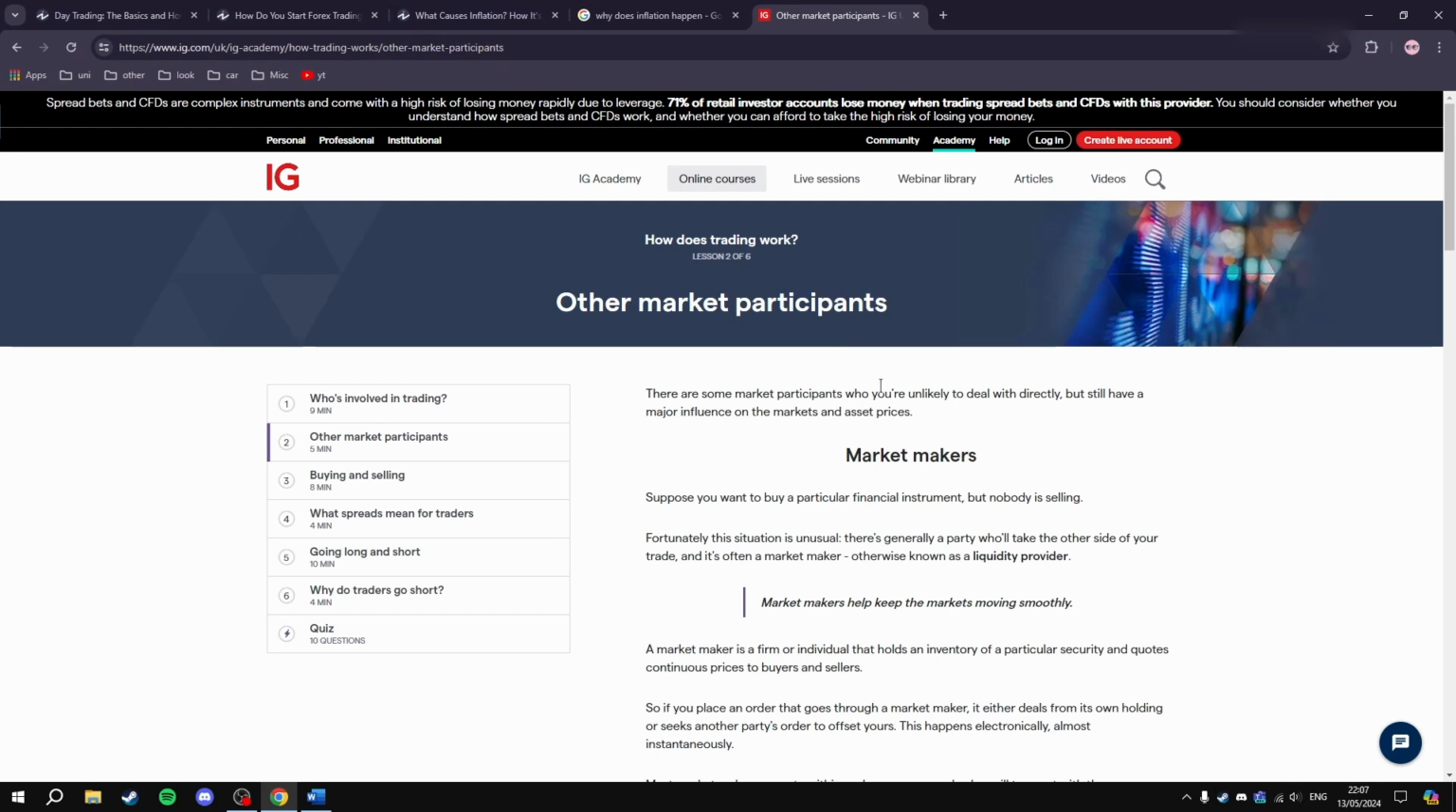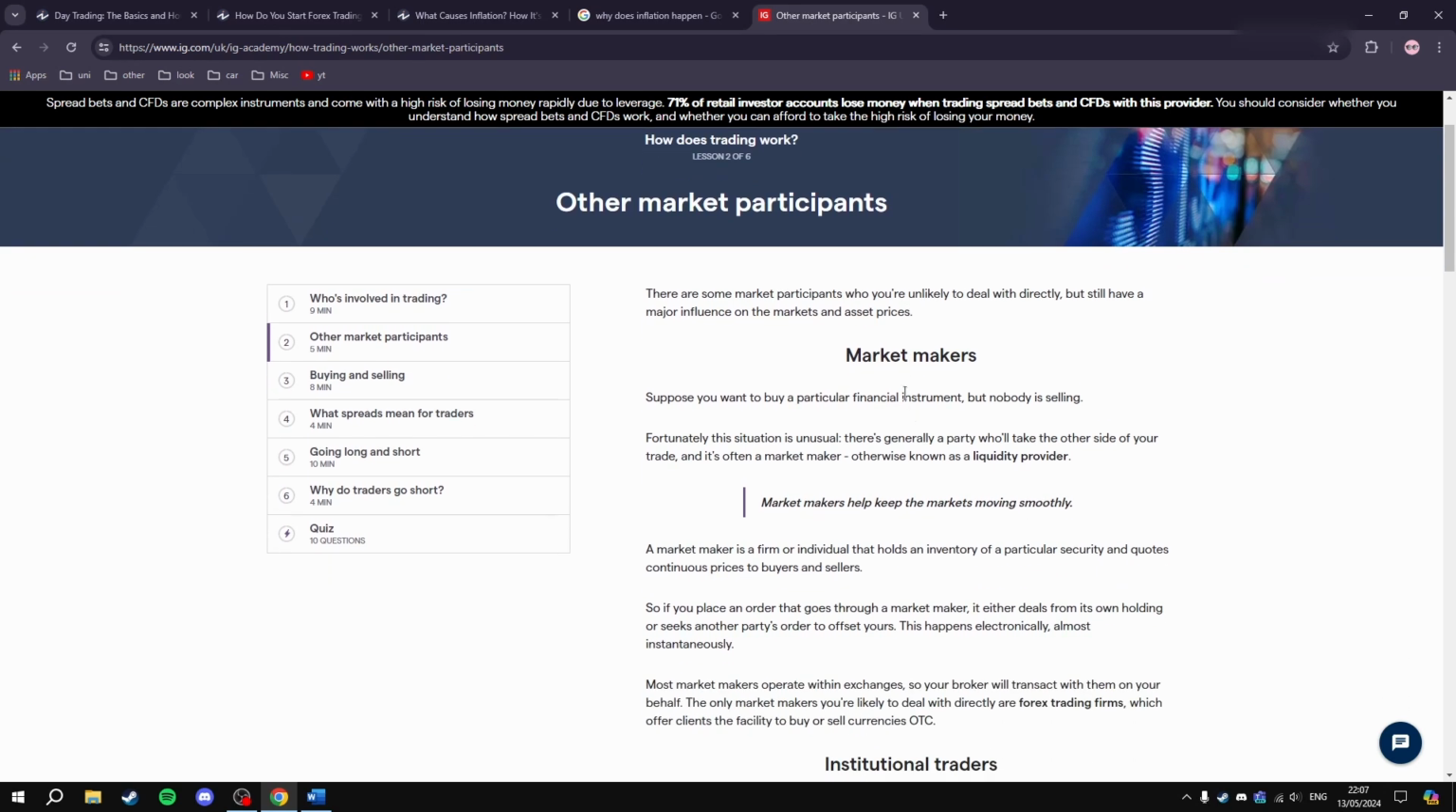There are some market participants who you are unlikely to deal with directly but who still have a major influence on the markets and asset prices. Market makers. Suppose you want to buy a particular financial instrument but nobody is selling. Fortunately, this situation is unusual. There's generally a party who will take the other side of your trade, and it's often a market maker, otherwise known as a liquidity provider.